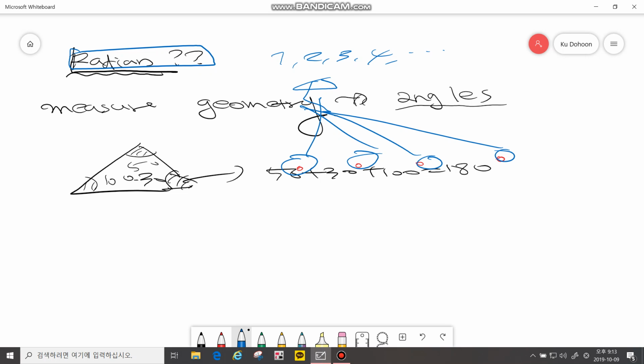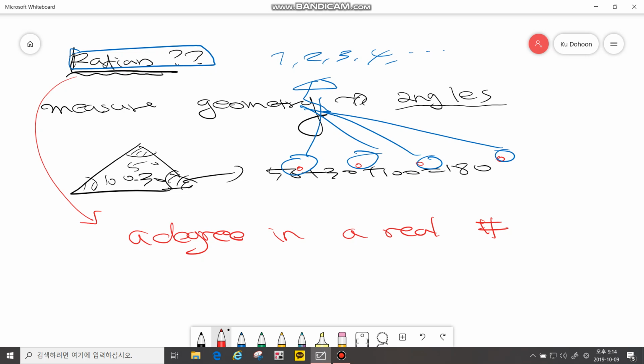So now you know the idea, right? Radian is a degree in a real number. This is a great definition: a degree in a real number. So how do we convert all these degrees into real numbers? You already know the answer. We use radian. Let me tell you how we achieve this.